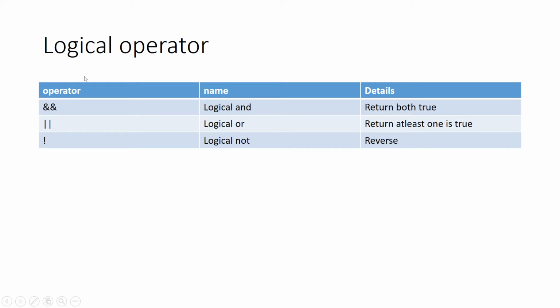Here is another type, the logical operators. These are logical and, logical or, and logical not, but I will use these in logical statements like if. So let's go to the online code editor.